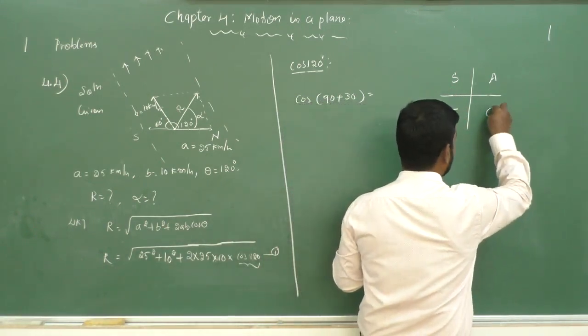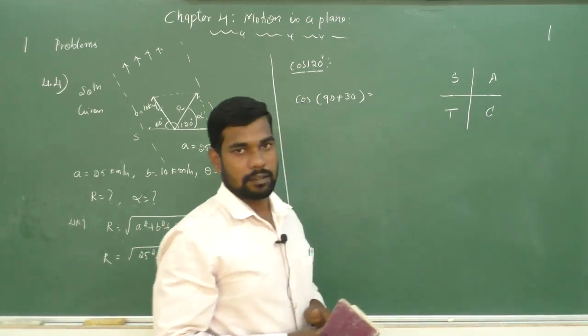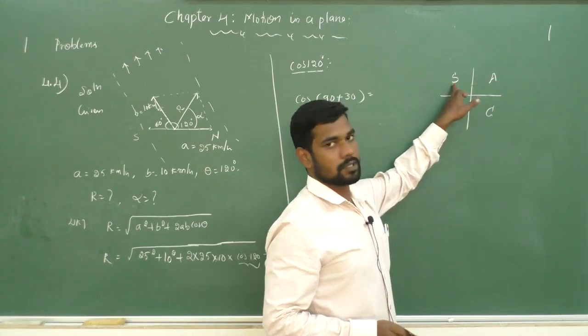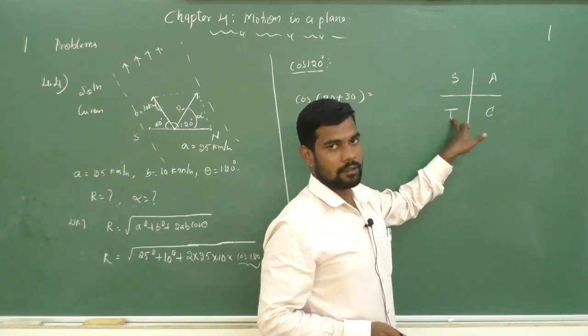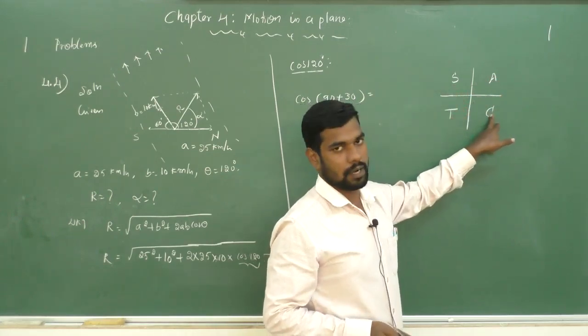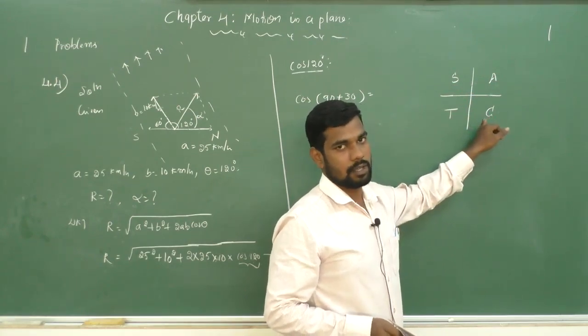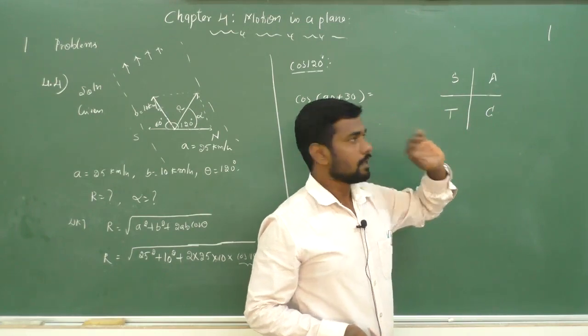Similarly, here cos will take the positive values. Here all take positive, here sin and cosec take positive, here tan and cot take positive, and in the fourth quadrant cos and secant take the positive values. Clear my point? Okay, this is the method.